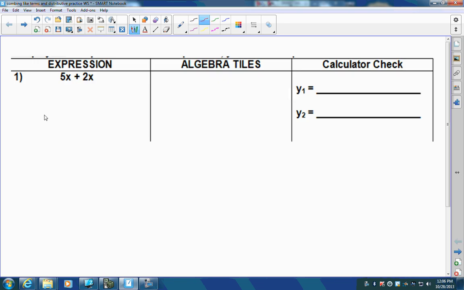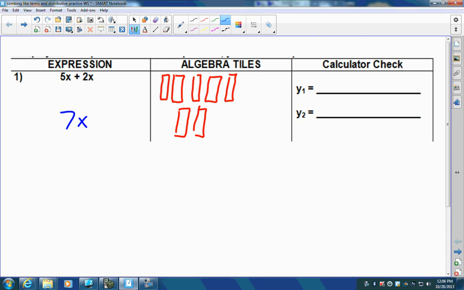Right here, it gives us an expression, 5x plus 2x. If I want to draw them in algebra tiles, I'm going to draw 5 x's. So we need to draw 1, 2, 3, 4, 5. Then it says plus 2x. So I'll just draw 2 more x's. This is the unsimplified. Simplified means put them together. So how many total x's do I have? 7. So my answer is 7x because I add together 5x plus 2x.